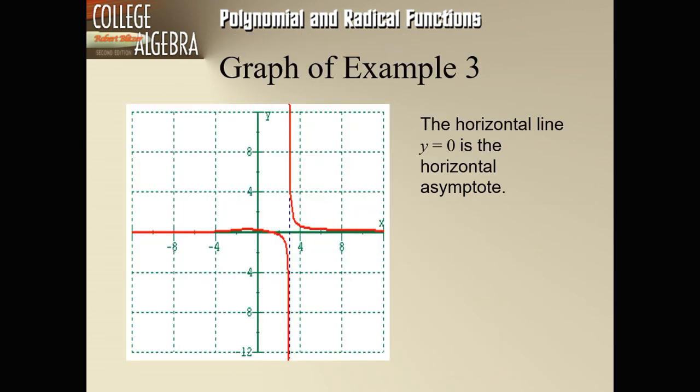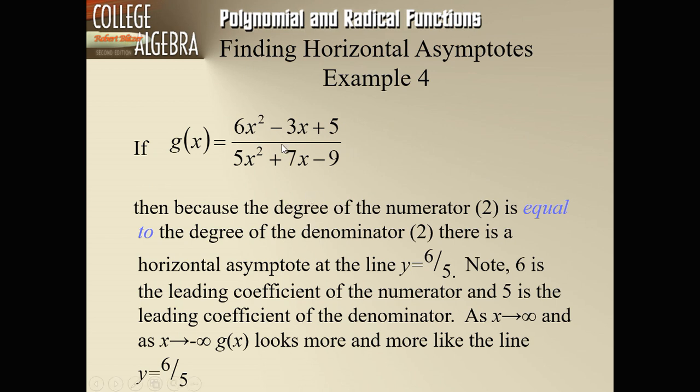So, sa example number 4, makikita natin na equal nga ang n at saka ng m, or equal ang degree ng numerator and denominator natin. So, kukunin lang natin yung numerical coefficient ng leading term natin. Okay, the 6 and 5. Okay, so the horizontal asymptote is y equal to 6 over 5. So, note, 6 is the leading coefficient of the numerator, and 5 is the leading coefficient of the denominator. As x approaches positive infinity and x approaches negative infinity, g of x looks more and more like the line y equal to 6 over 5.